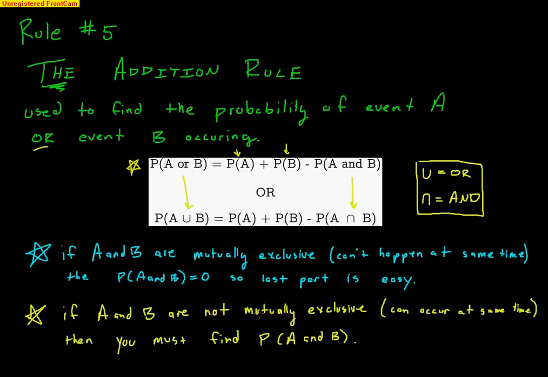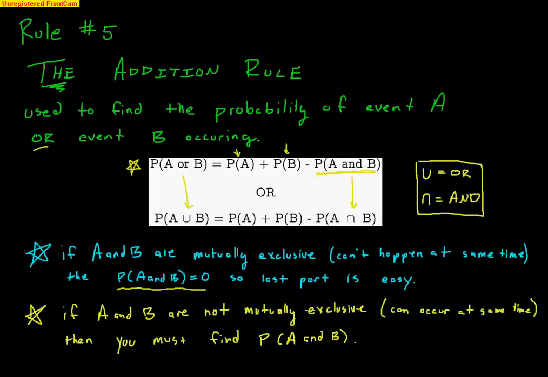All right, now this is also important. If A and B are mutually exclusive, if you remember in the last video we learned that mutually exclusive means that A and B cannot happen at the same time. Now, if they cannot happen at the same time, then that means it's impossible to get A and B. So that means the probability of A and B is 0. So the last part is really easy. If you have two events that are mutually exclusive, you almost don't have to worry about this last part because the probability of A and B is 0. So just subtract nothing. It doesn't really matter. However, if A and B are not mutually exclusive, if there's some overlap, meaning that they can occur at the same time, you must find the probability of A and B and make sure you subtract it away.